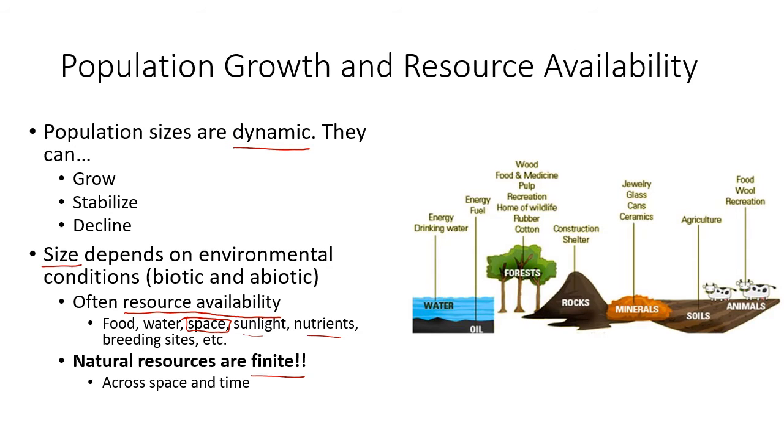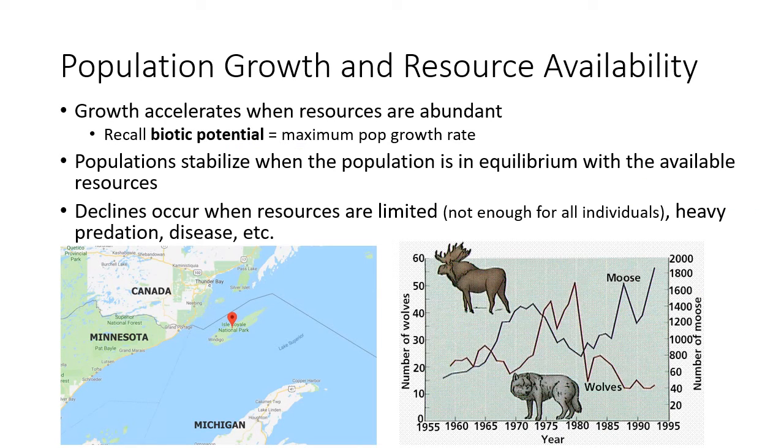Okay. Now this should be relatively obvious and straightforward, but populations are going to grow when resources are abundant. Populations are going to decline when resources are limited, when there's not enough resources to go around, or when there's heavy predation or disease or anything like that. And populations are going to stabilize when populations are in equilibrium with the available resources.